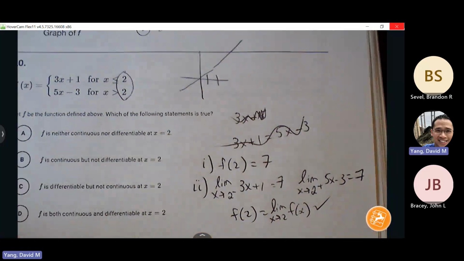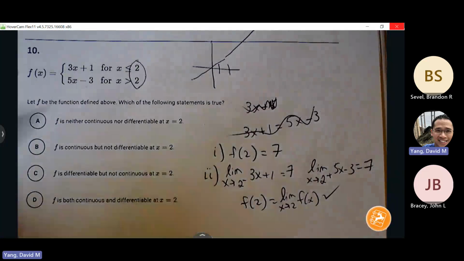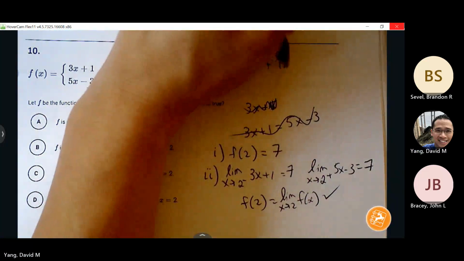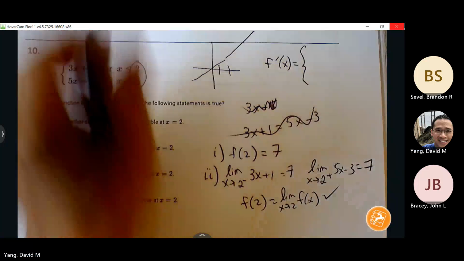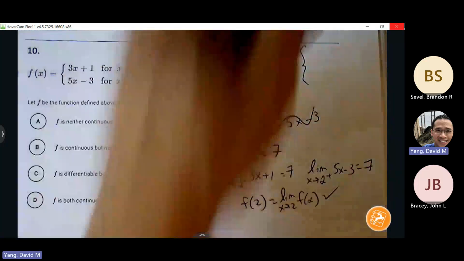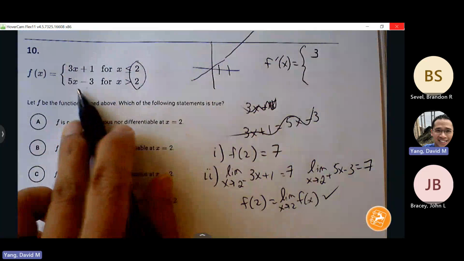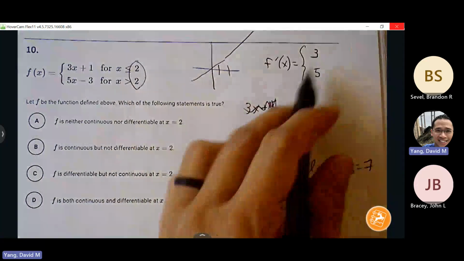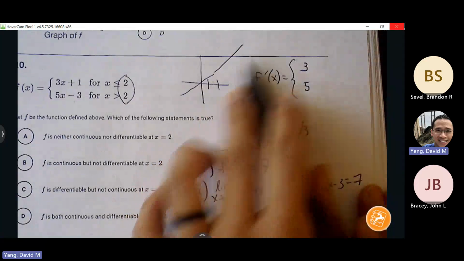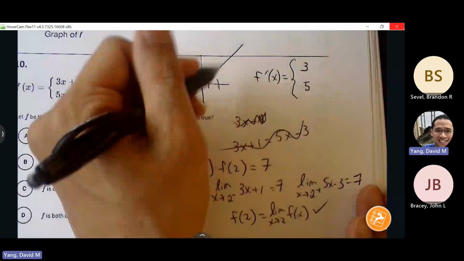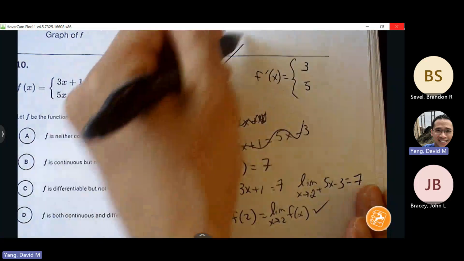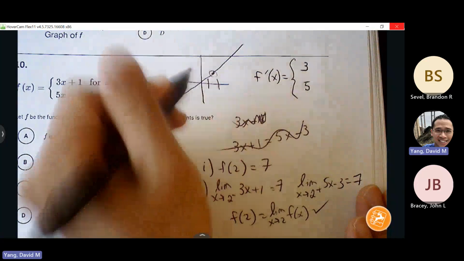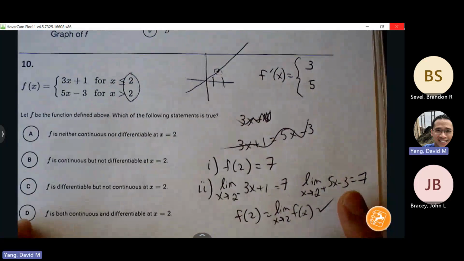Now, differentiable would mean that they have the same slope. So if I find f prime, the derivative of 3x plus 1 is 3. The derivative of 5x minus 3 is 5. So it's a constant slope. One has a slope of 3, the other has a slope of 5. Even though they're connecting, there's going to be a sudden change in slope, and that's going to make it not differentiable.